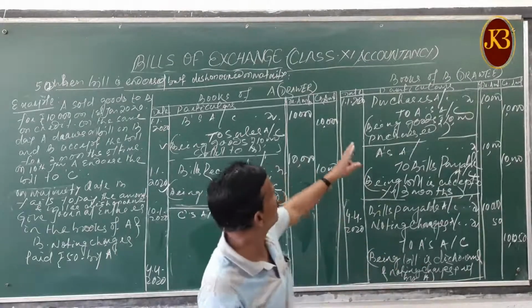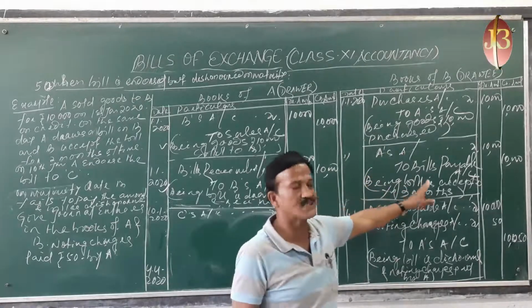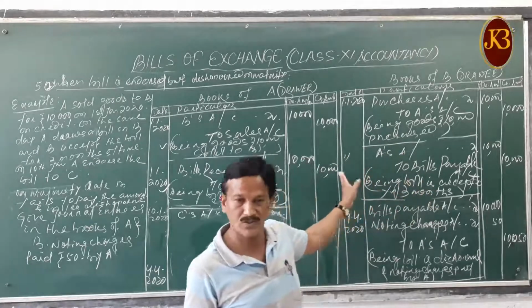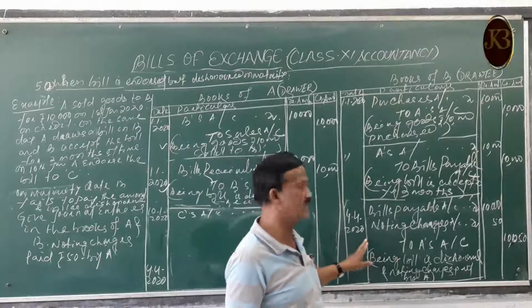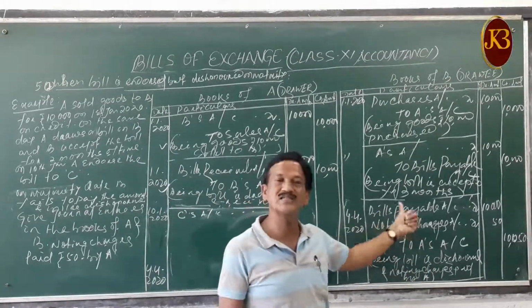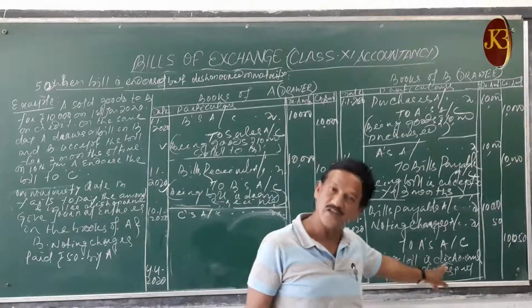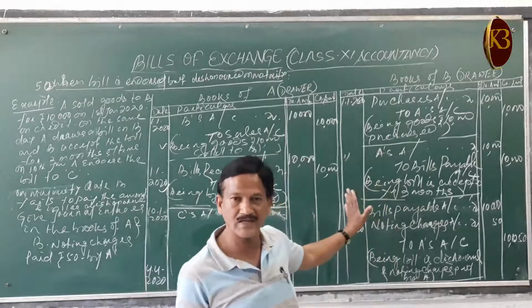So in the books of the drawee, first entry, purchase of goods entry. Second entry, bills payable accepted, given to the drawer. Then third entry, on the maturity date, the bill is dishonored. When the bill is dishonored, bills payable account is debited, and noting charges are debited to the drawer's account. These are the journal entries.